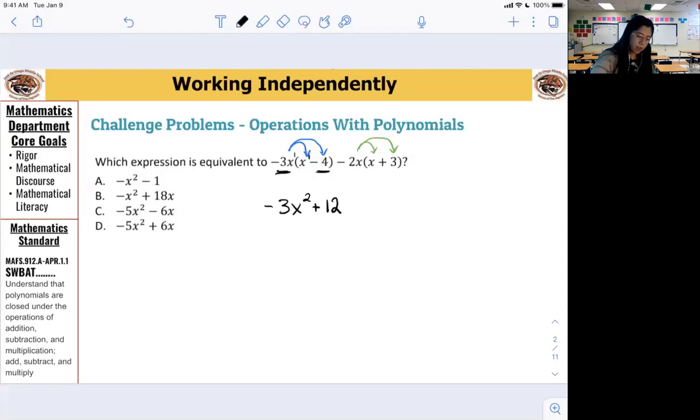Okay, next up. Now on the other hand, I have negative 2x times x squared. You forgot the x for the 12. Oh, thank you. Yeah, don't be forgetting your x's. Negative 2x times x squared. So negative 2x cubed, because again, invisible 1, I get 3. And then finally, negative 2x times positive 3.